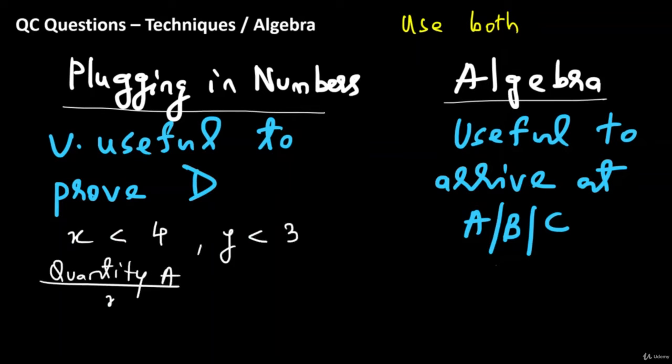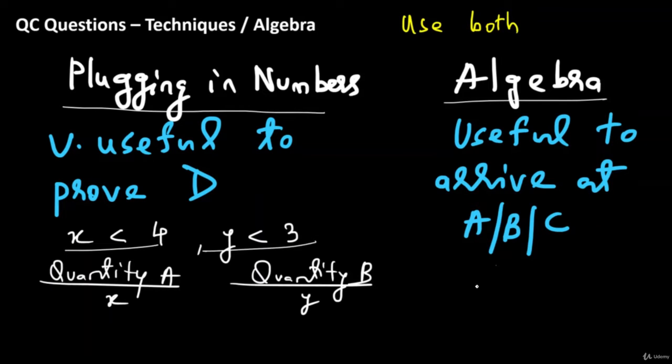Say it's given that X is less than 4 and Y is less than 3. Alright, so that's the question stem, and quantity A is X and quantity B is Y. Now it is very convenient to plug in numbers and check. Alright, now if I take X as 1 and Y as 2, I find that quantity B is greater than quantity A, right? And this is true, right? If I take X as 1, that's less than 4, so this part over here is true. And if I take Y as 2, then that's less than 3, so this part is true, right? Alright, now what if I take X as 2 and Y as 1?